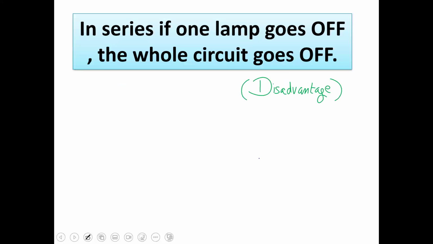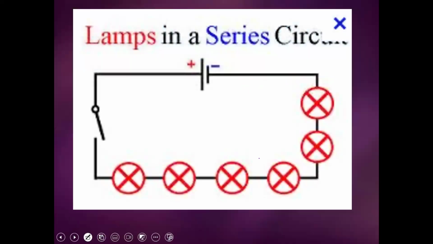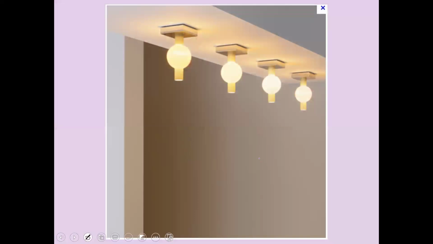In series, if one lamp goes off, like these are the number of lamps, and if one lamp goes off, the whole circuit is gone and you have to now search for the problem. This happens a lot when you are using electronic gadgets and other things. Sometimes they stop, and you have no idea what happened. This is a problem with series. If one component fails, the whole circuit is gone.